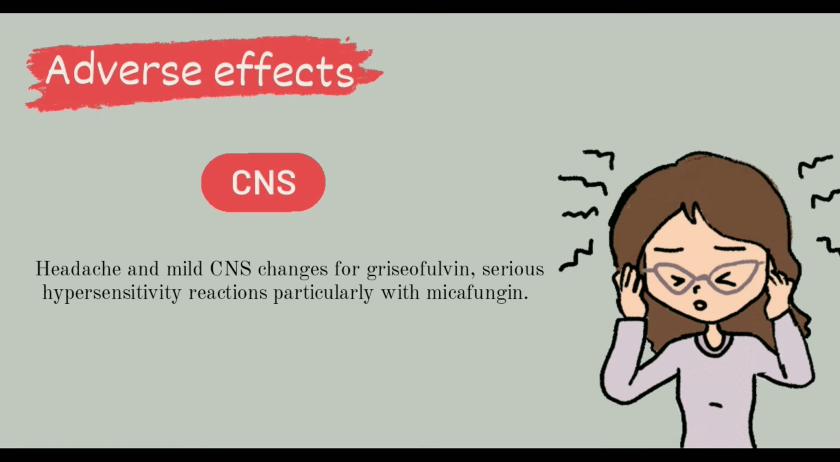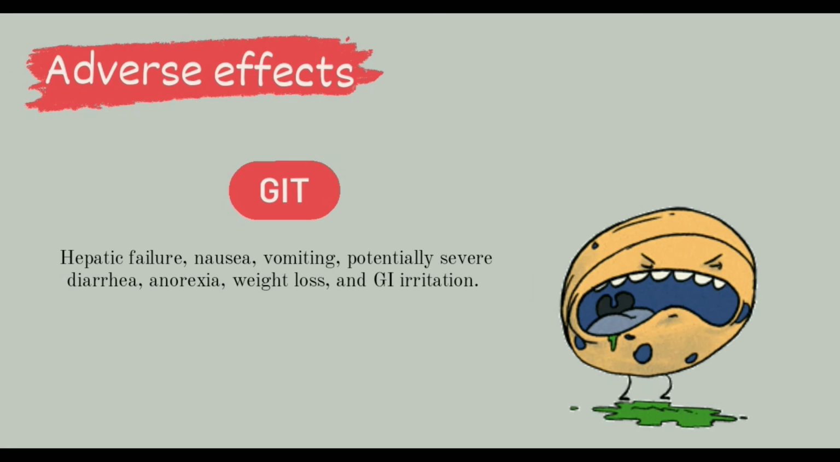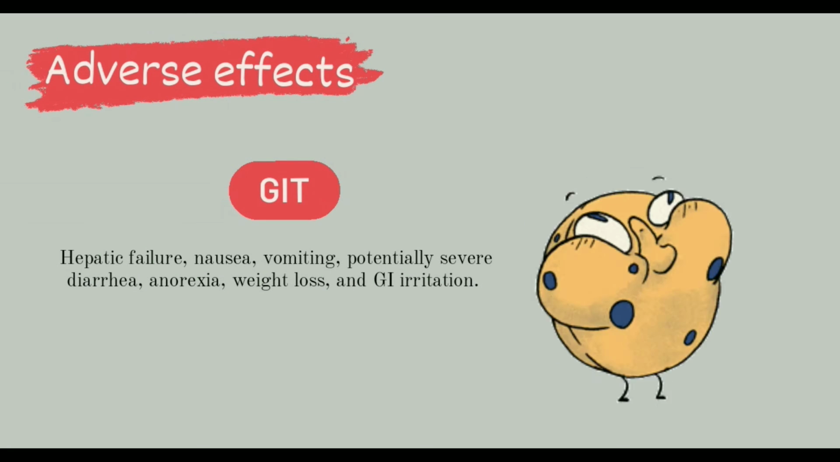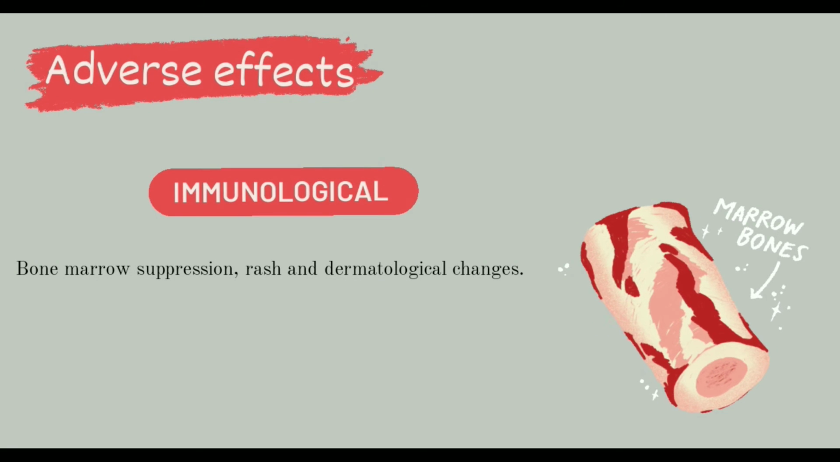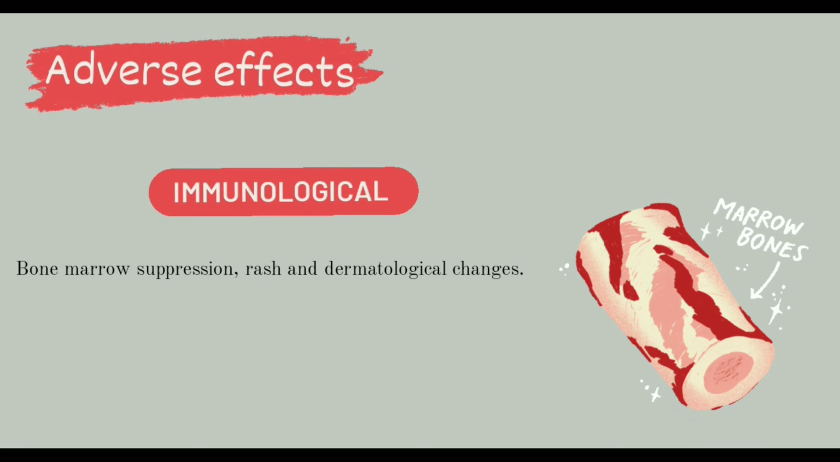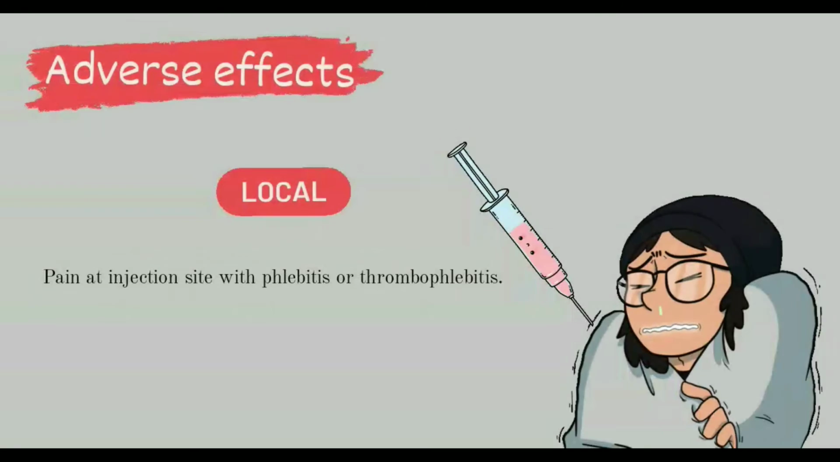In the CNS, the adverse effects are headache and mild CNS changes for griseofulvin, and serious hypersensitivity reactions, particularly with micafungin. In the GIT, hepatic failure, nausea, vomiting, potential severe diarrhea, anorexia, weight loss, and GI irritation. In the immunological system, bone marrow suppression, rash, and dermatological changes. In the renal system, renal failure. And locally, pain at the injection site with phlebitis or thrombophlebitis.